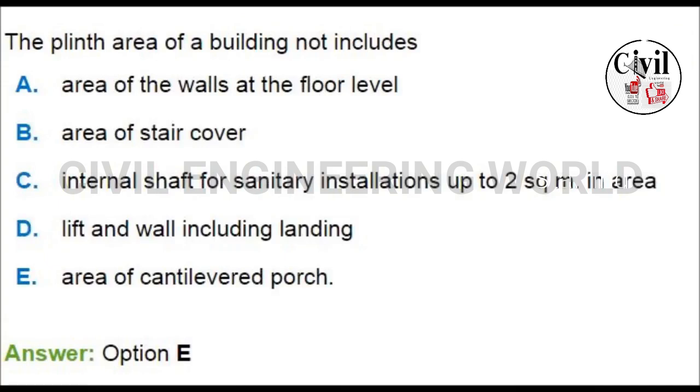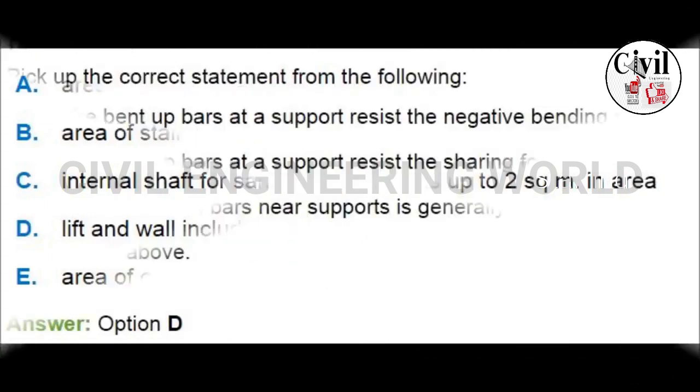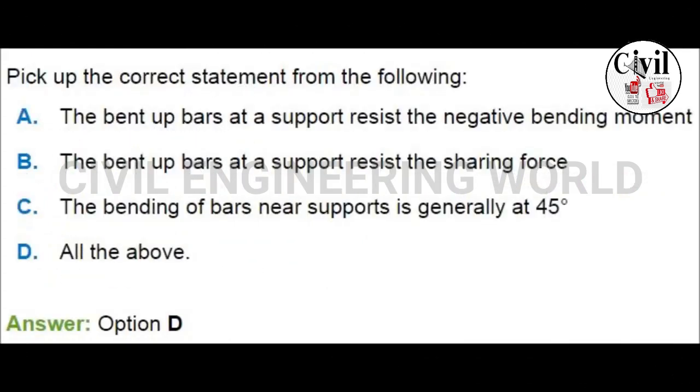Okay, so pick up the correct statement from the following. The bent-up bars at the support resist the negative bending moment. The bent-up bars at the support resist the shearing force. The bending of bars near the support is generally at 45 degrees. So D is the correct answer.